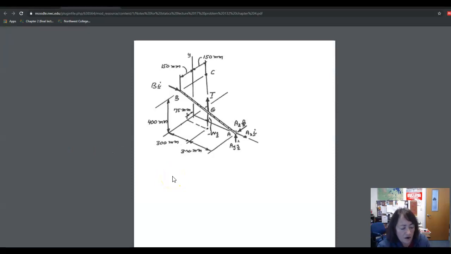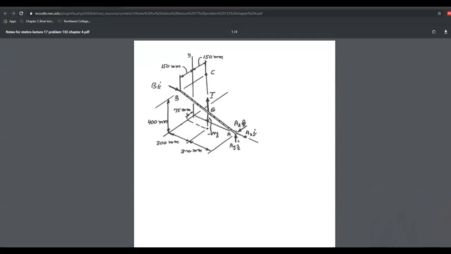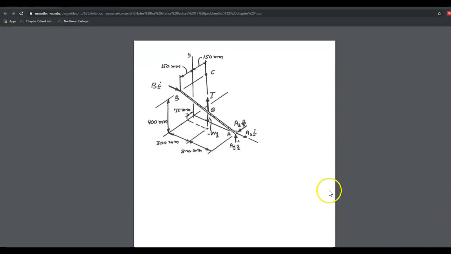So the first thing is problem number 4.132. It is a rod that extends from point B to point A, and it's kind of slanted. If you think about it, from B to A, it's slanted out of the page 150 millimeters. It's held in place by a cable CG, which is slanted backward and is applied from the middle of the rod. So we have a frictionless support here at B, and we have a ball and socket support at A. Then we have the tension.